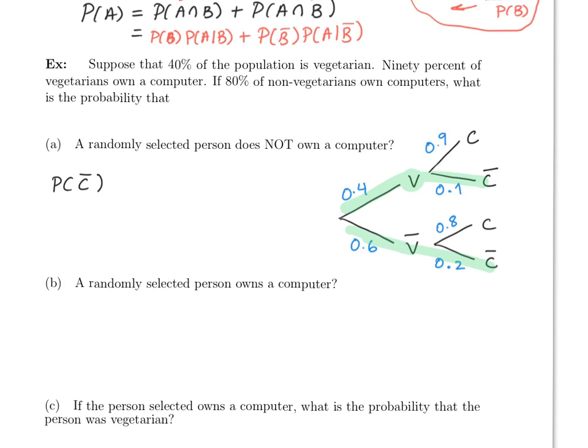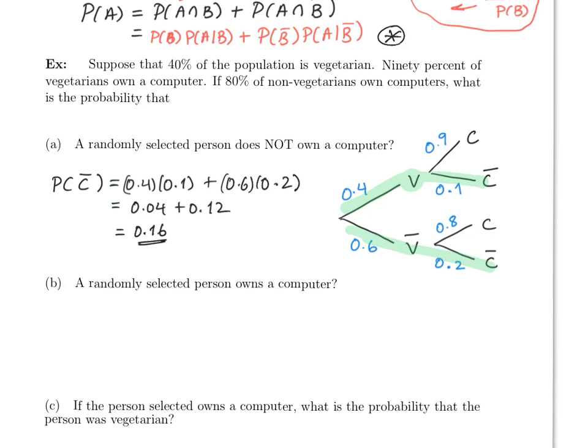So therefore this will be equal to 0.4 times 0.1. So all you have to do is follow the tree. 0.4 times 0.1 plus 0.6 times 0.2, which will give you 0.04 plus 0.12, and then this is equal to 0.16, and that's it. So you can see this is pretty easy, and you don't have to bother at all with this formula.